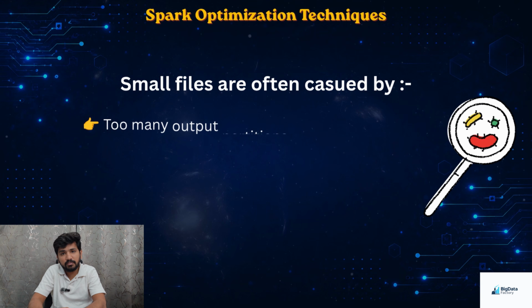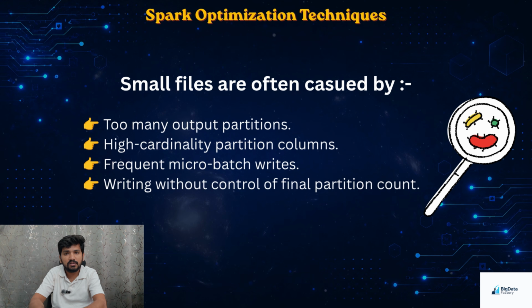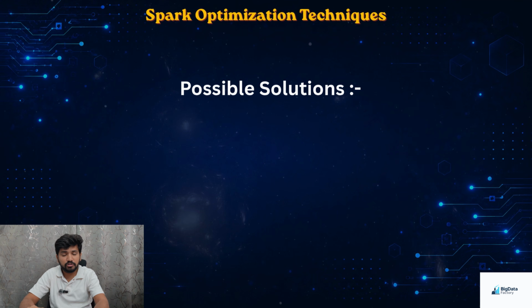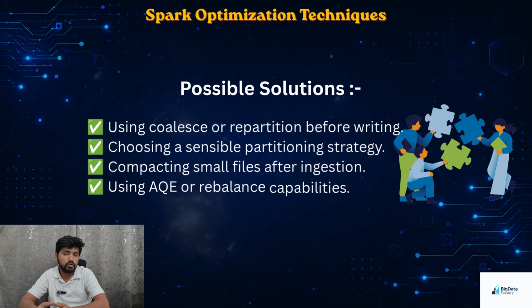Small files are often caused by too many output partitions, high cardinality partition columns, frequent micro-batch writes, or writing without controlling the final partition count. The possible solutions include using coalesce or repartition before writing, choosing a sensible partition strategy, compacting small files after ingestion, and using AQE or rebalance capabilities where appropriate.